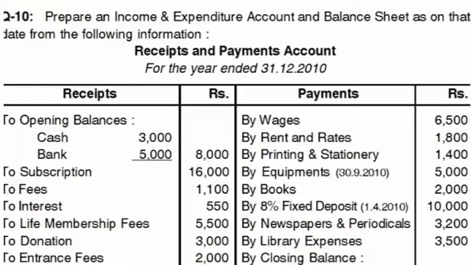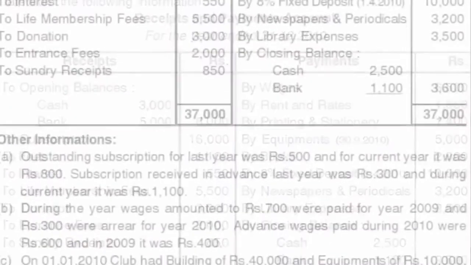Prepare an income and expenditure account and balance sheet as on that date from the following information. Here, one receipt and payment account is given for the year ended 31st December 2010, and the items are opening balance, cash, bank, subscription, fees, interest, donation, and so on. And books, equipments, all are given here. Also, they provide the additional information.